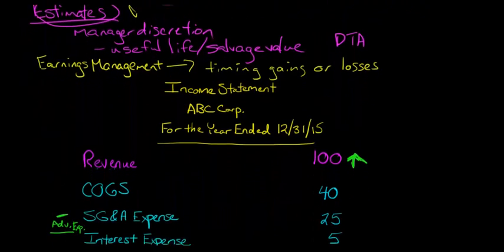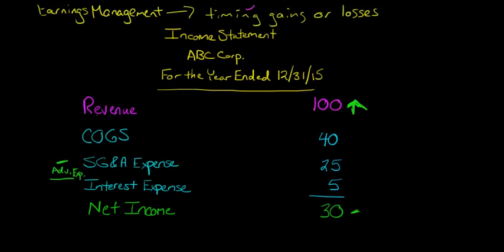So let's go to our sample income statement again. Maybe they had some unrealized gains, and they decided to sell them in this period to get this to be 30, but maybe otherwise it would have been 24, and they were having a bad period. And they said, well, we've got some unrealized gains, and we're going to go ahead and sell those.